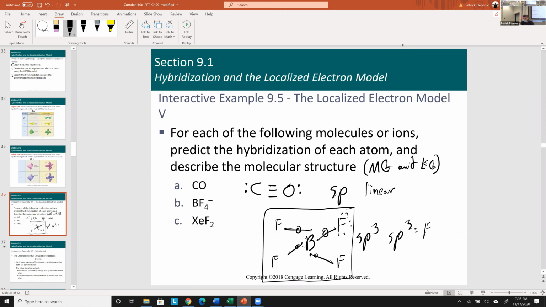Okay, next one is XeF2. So again, we have to force it. So 1, 2, 3, 4, 5, 6, 7, 8. Fluorine.